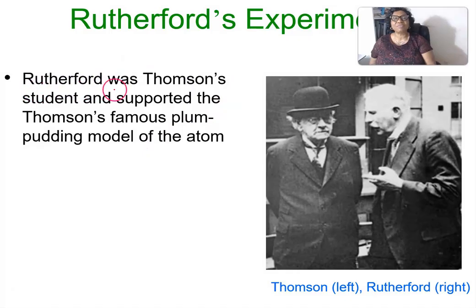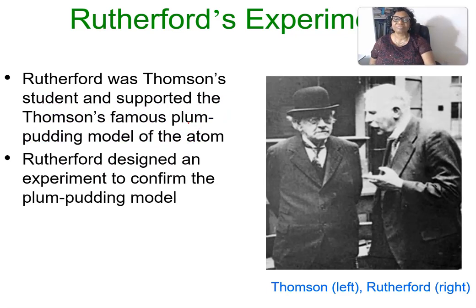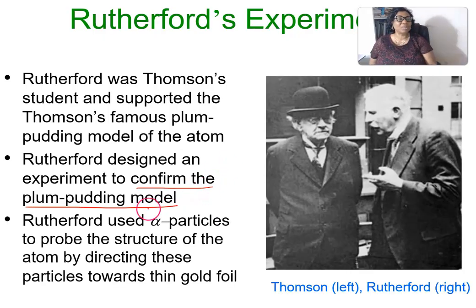So Rutherford was Thomson's student and supported Thomson's famous plum pudding model of the atom. Rutherford designed an experiment to confirm the plum pudding model. He was just going there to confirm what his boss had already come up with. So what did Rutherford do? He used alpha particles to probe the structure of an atom by directing the particles towards a thin gold foil.